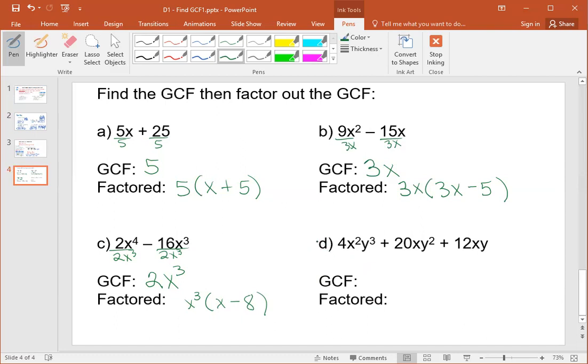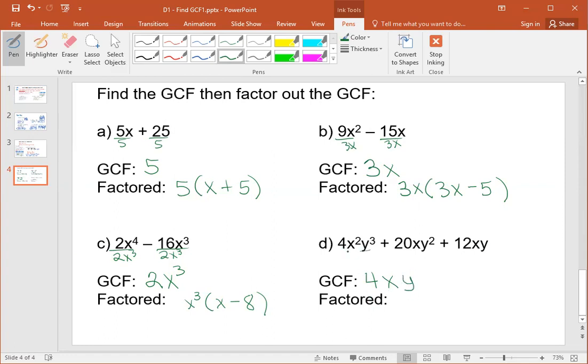All right, so down for part D. Now we've got numbers, x's and y's. Since I'm looking for the GCF of the numbers, look for the lowest number, 4. Are they all divisible by 4? 20 divided by 4, that's even. 12 divided by 4 works. So that's a 4. The x's, I have x squared, x, and x. So the most I could take is one of the x's. I have a y cubed, a y squared, and a y. So the most I could take is 1 y.